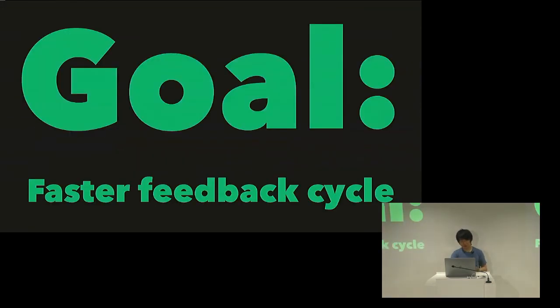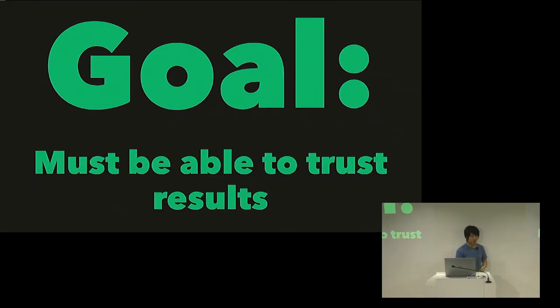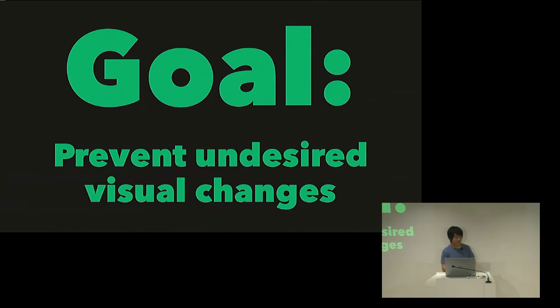So the goals that we got from that were a faster feedback cycle. Ultimately, you want a faster feedback cycle, because that's the best way to be faster. And the other part was, we must be able to trust results. So raise your hand if your build pipeline issues were due to them being unreliable. That's not too bad. And the final goal, prevent undesired visual changes.